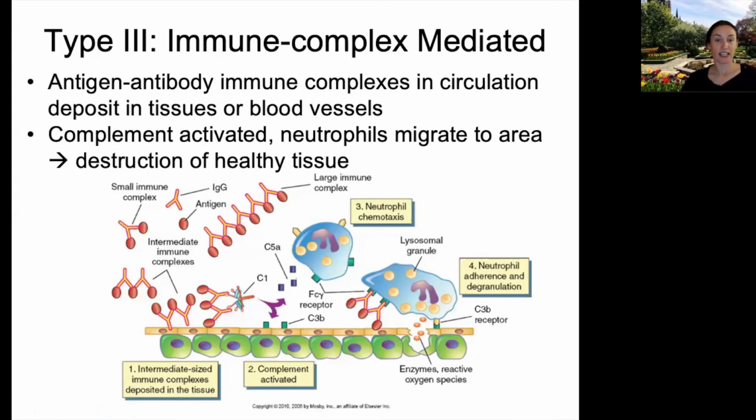Type 3 is immune complex mediated. So it's not just an antigen or just an antibody. It is both an antigen and an antibody that come together and bind and form a complex, and they're floating around in the circulation, and then they get deposited in tissue or blood vessels. This will activate the complement system yet again, causing inflammation and attraction of those neutrophils to the area, and that'll lead to destruction of that healthy tissue once again with enzymes and reactive oxygen species.